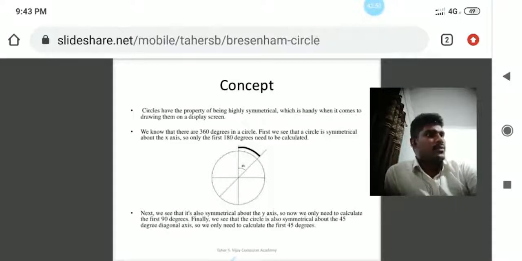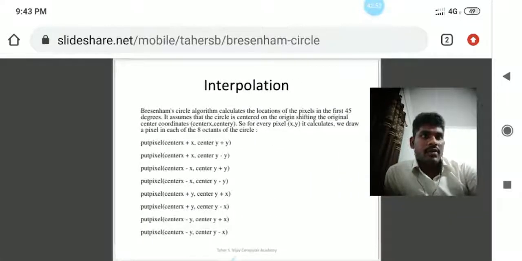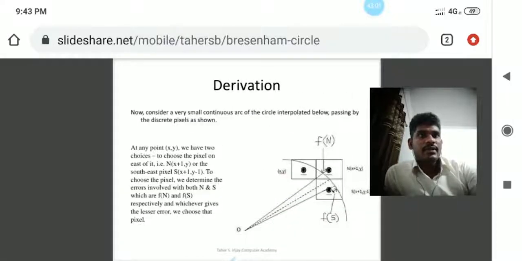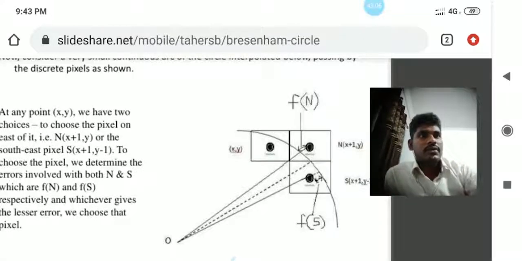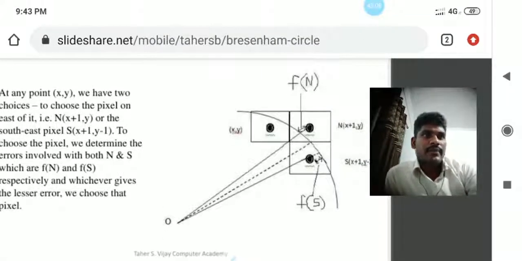The concept first: where you have to start. Then interpolation means first pixel, second pixel, finding the set of pixels, all pixels. Then the derivation point. Why do you need the derivation point here? North and south, two points are there. Look at here.